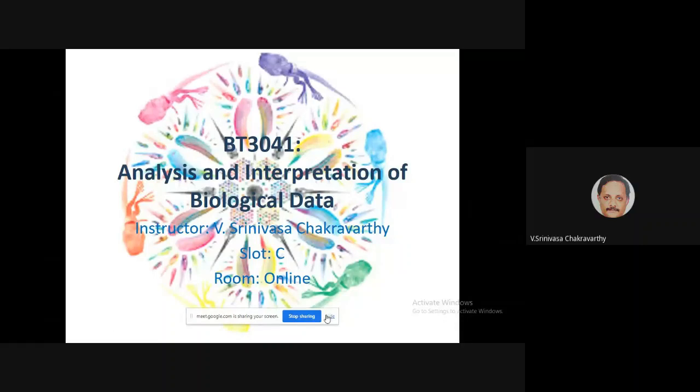So the course is analysis and interpretation of biological data. It's about data analytics, and we'll also cover a little bit of ML towards the end. Since the principles of data analysis are themselves quite universal, nothing to do with biology per se, we'll talk about those general principles and apply them to some biological problems, as and when it is appropriate.